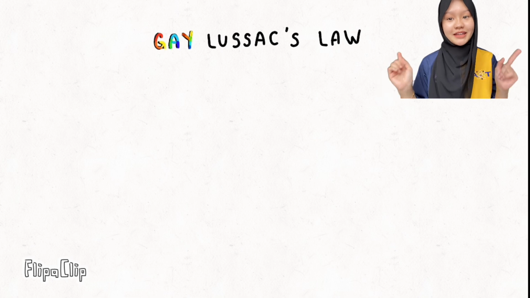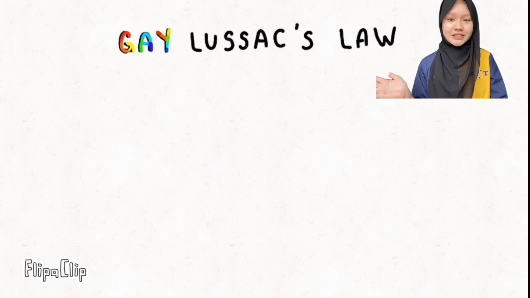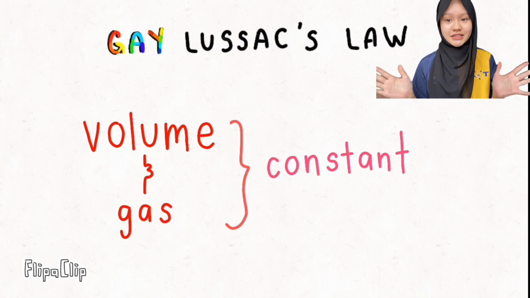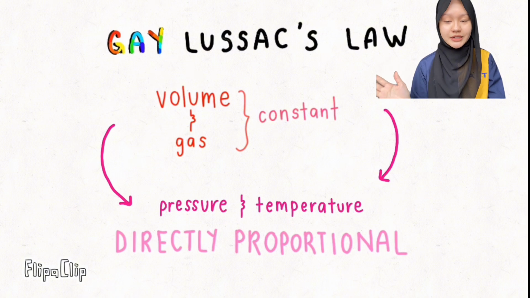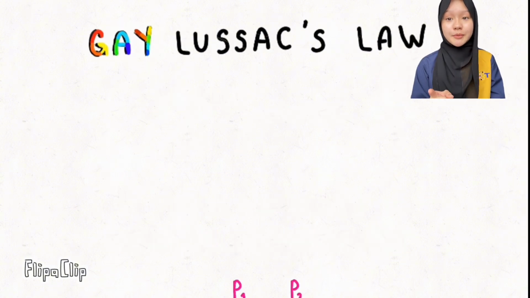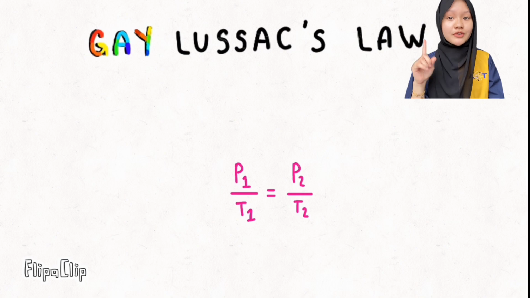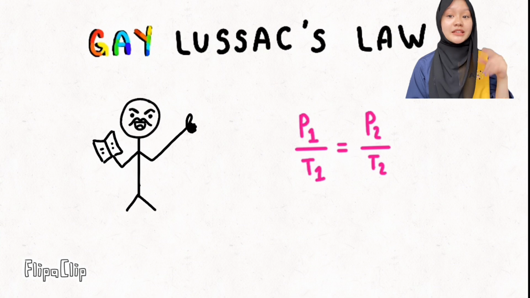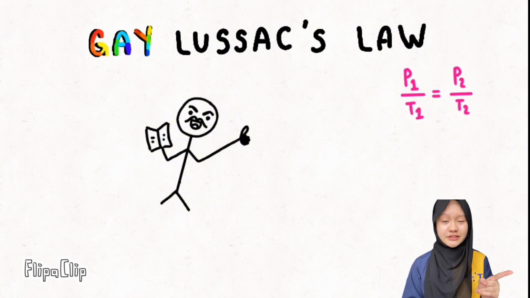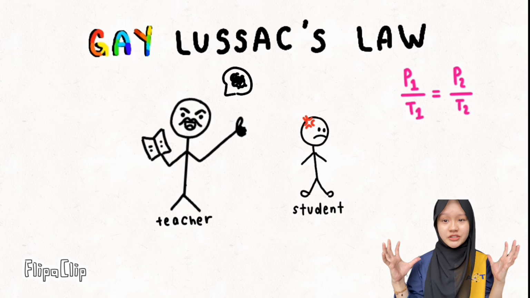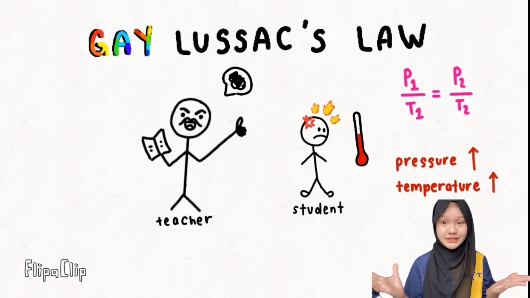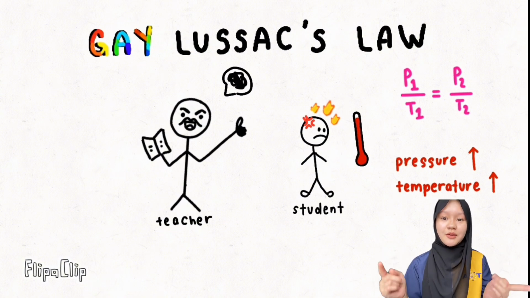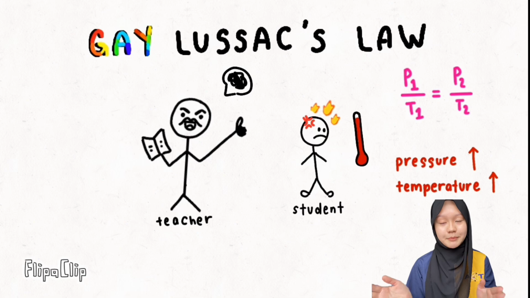Now, we're going to learn about Gay-Lussac's law. It describes the relationship between temperature and pressure. When the volume and amount of gas is constant, pressure and temperature are directly proportional to each other. The formula for Gay-Lussac's law is P1 over T1 equals P2 over T2. So here's an example. The teacher is mad at the student because he failed the test. When he has a lot of pressure around him, his temperature will increase. This can conclude that when the pressure increases, the temperature will also increase because they are directly proportional to each other.